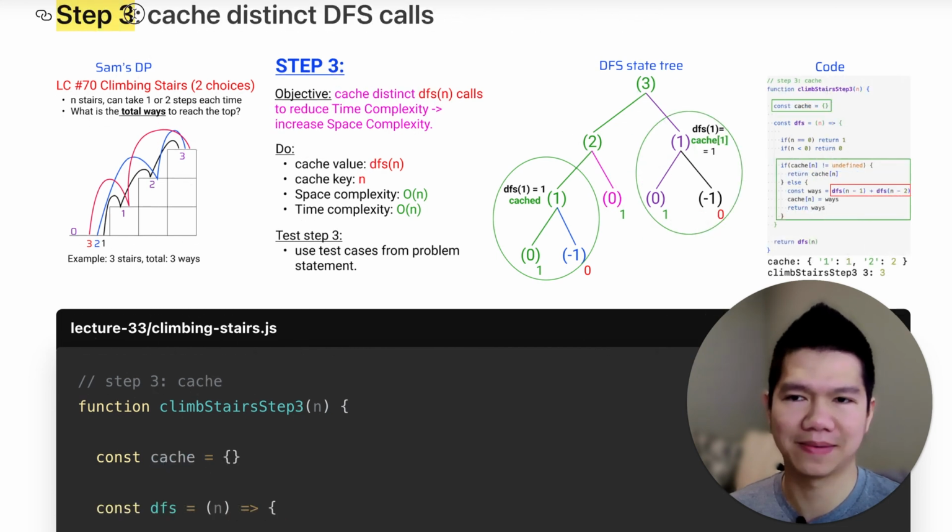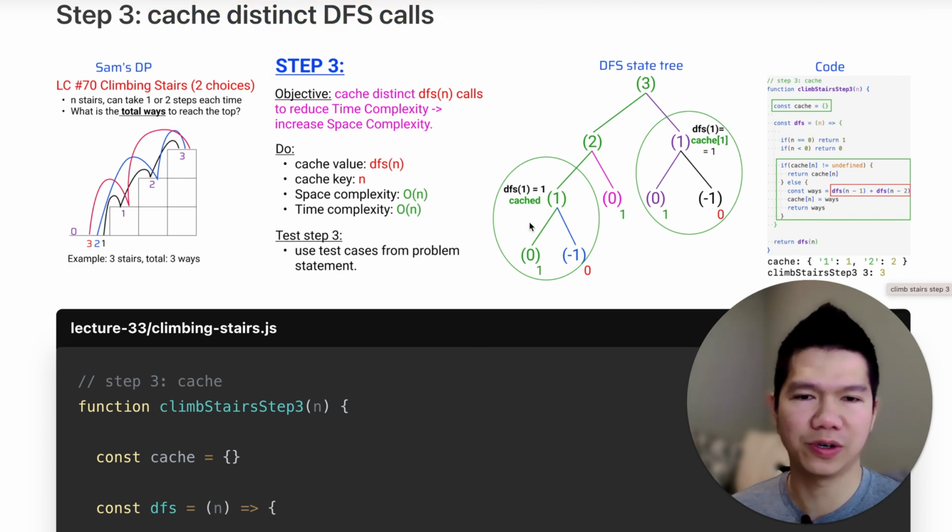Next, SESV step 3. We're going to cache distinct depth first search calls. If we look at our tree here, we're going to see a lot of repeating depth first search calls with the same parameter. For example, here in this subtree, we're going to call depth first search 1 at this node, and it's going to return 1. On the other part of the tree, like here, we can see that the same subtree is being called again, which is depth first search of 1. Now if we see this happen, we can just cache depth first search 1 here, and when we see it being called again, we can just look at the cache and return the result. And that's what we're going to do. We cache distinct depth first search calls.